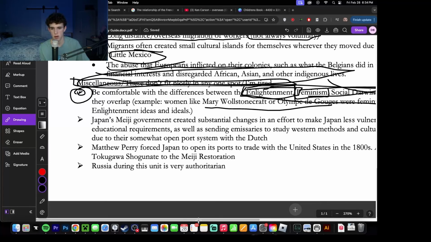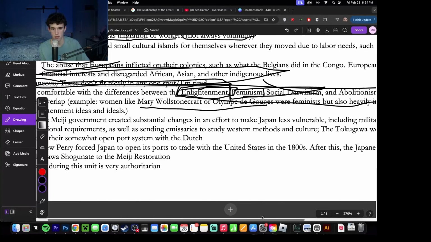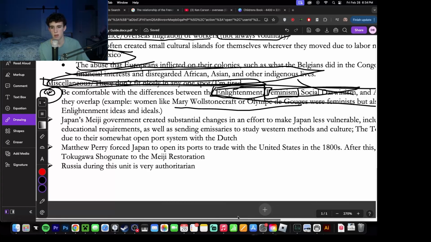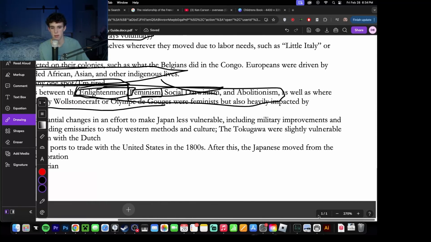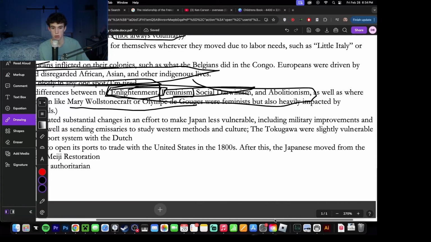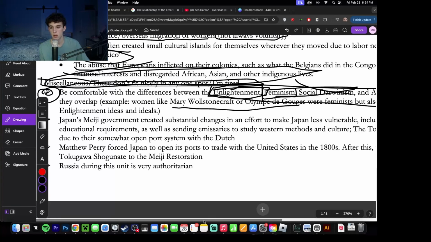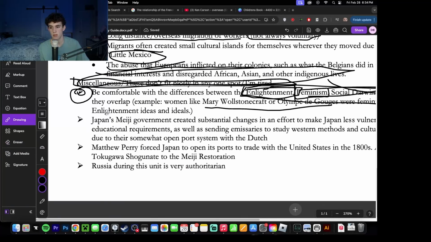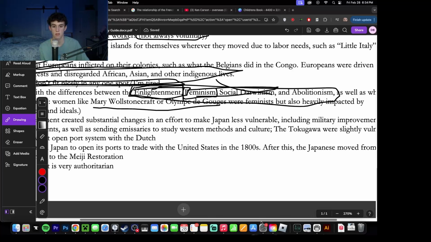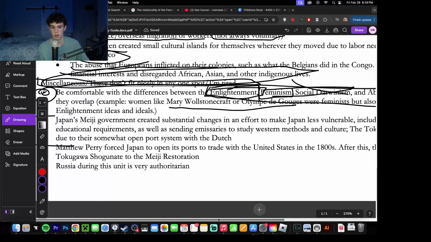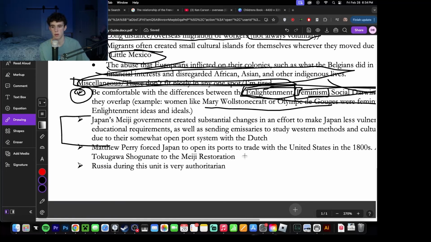Japan's government created big changes to make Japan less vulnerable because, I mean, they were pretty old-timey, and then they wanted to go see the Western methods and culture, and then they just kind of expanded from there when they expanded their education requirement. Matthew Perry kind of forced Japan to open its trade routes with the United States because, money. We all love money.